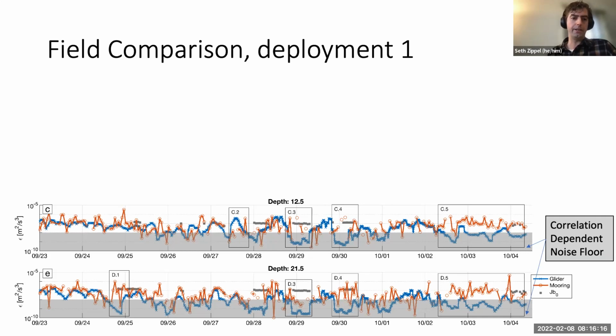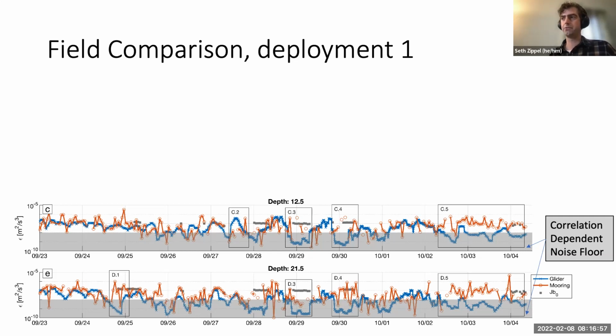Here, the 2 time series are different depths where the Aquadopps were on the mooring chain, and the equivalent depths from the glider during its 2-week deployments. The glider dissipation rates are in blue, the mooring dissipation rates are in orange, and the estimate for the surface convective buoyancy flux are these gray squares. As you can see, the mooring is certainly noisier than the glider, but it's fairly good above this gray shaded region, which is approximately where we expect the noise floor for the mooring to be.